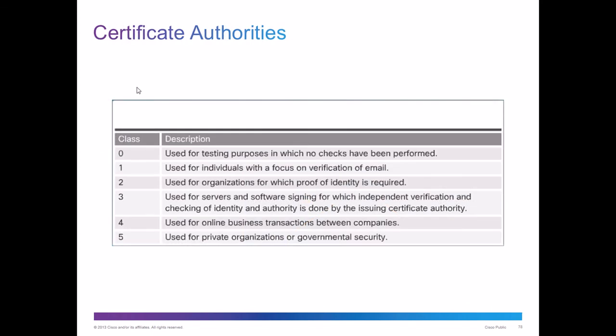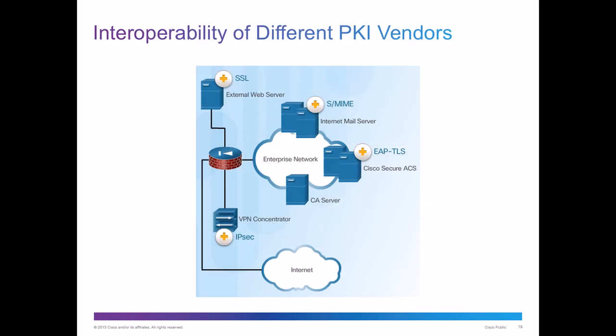There are different authorities. They use different classes depending on what type of certificates they use. Class 0 is used for testing purposes. If you use a class 1, it's verification of emails, for example, right? We'll have to get into all of that. There are different vendors that are out there: Baltimore, VeriSign, and Microsoft is another certificate authority. Usually your computer knows the different types of authorized certificate authorities that are out there.